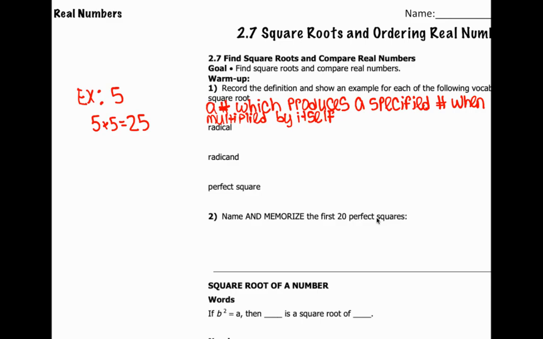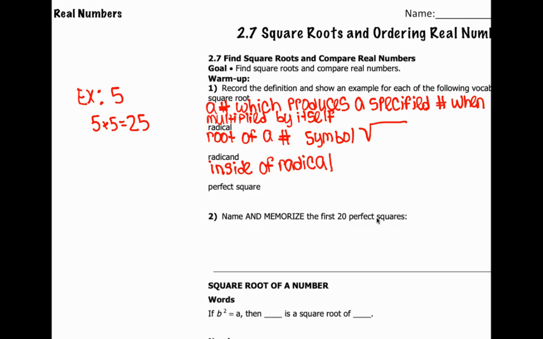Okay, a radical is a root of a number. And the symbol looks like this. The radicand is inside of the radical. So for example, if I have the square root of 2, 2 is the radicand.